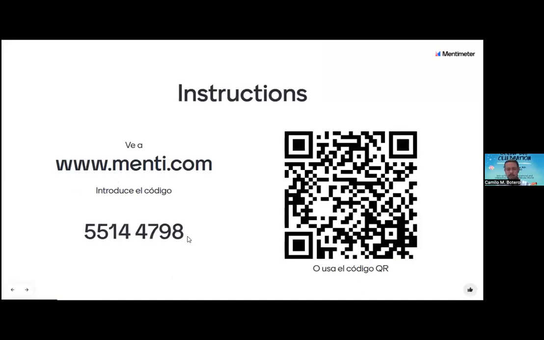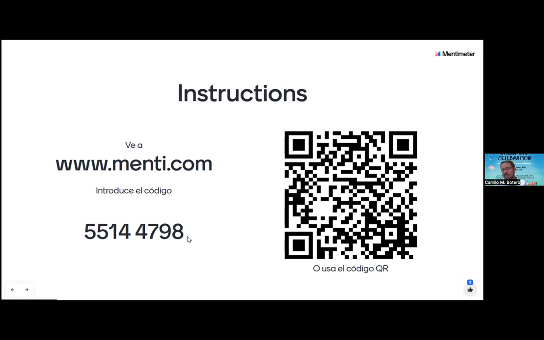Here we have instructions. We go to this address, menti.com, and we will enter this code, 5514-4798, and submit. When you are in the website, please give a thumbs up so that we know you are now in Menti. Again, the instructions are: go to menti.com and enter the code 5514-4798. Now we have three people, but we are 15 at this moment.